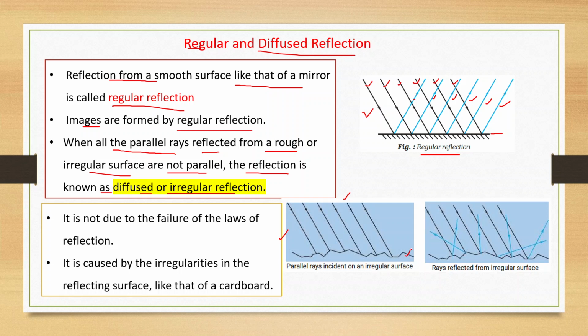Then after striking, these are the reflected rays. See, these reflected rays are not parallel to each other. So this is irregular reflection. Now this irregular reflection is not due to the failure of the laws of reflection. Actually, it is caused by the irregularities in the reflecting surface like that of a cardboard.